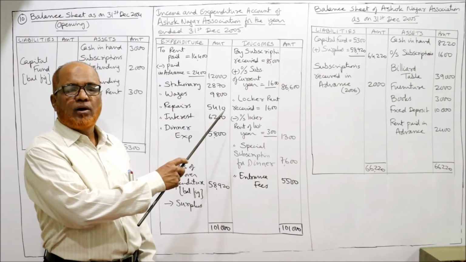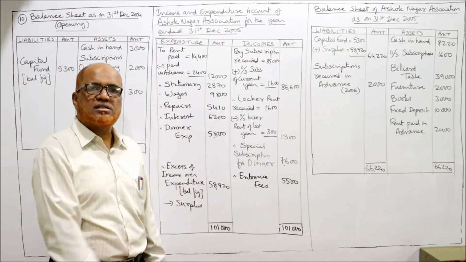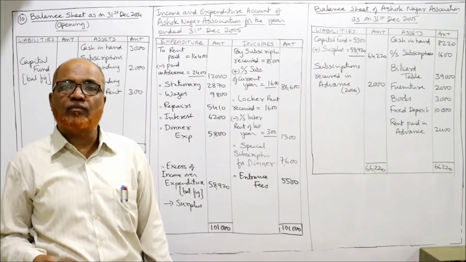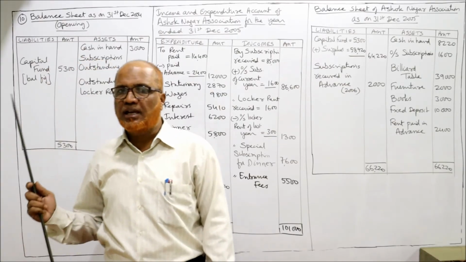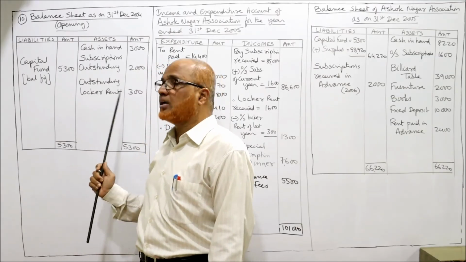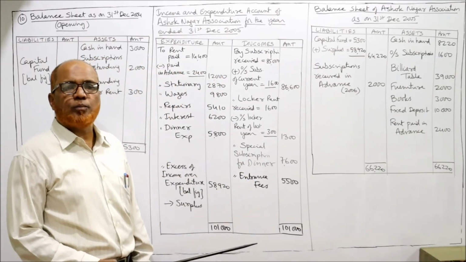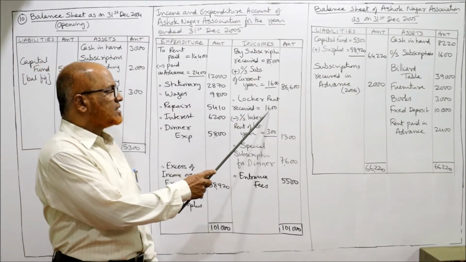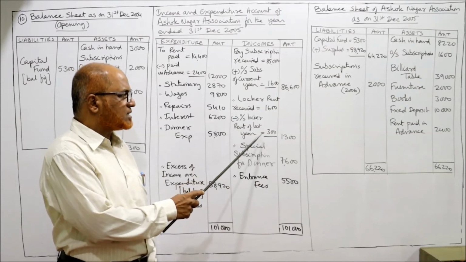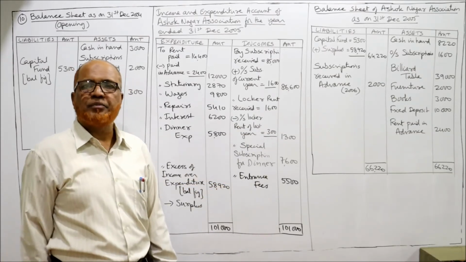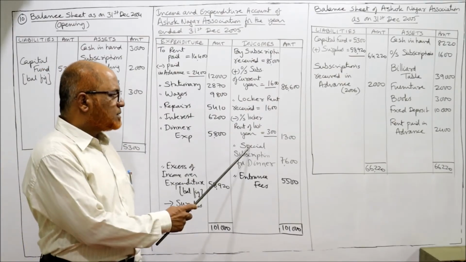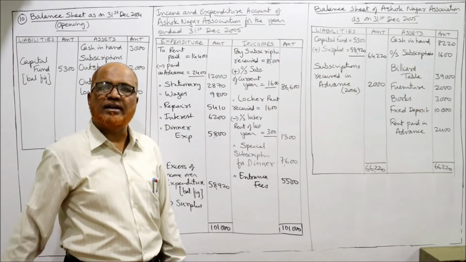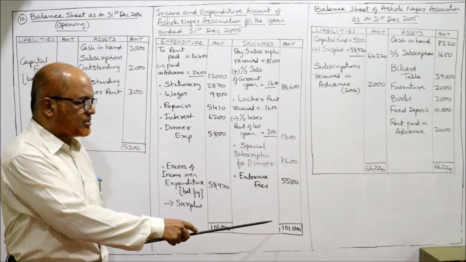Now locker rent. On the receipt side, locker rent is given as 1600. In adjustment, it is saying that locker rent of 300 is of the last year 2004. That 300 rupees was also received in the current year, so remove it. It is not of the current year. So from locker rent 1600, the last year's 300 is removed, and the current year's income is 1300 locker rent. Special subscription for dinner, directly we have taken as revenue income. Entrance fees 5500. So these are the total incomes.